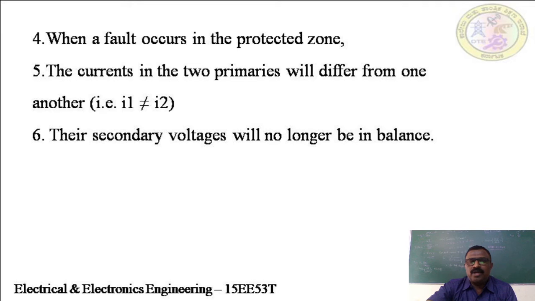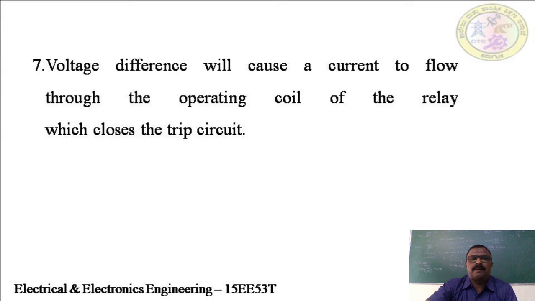When the condition is I1 is not equal to I2, the secondary voltages no longer cancel. So the system is no longer under the balanced condition.